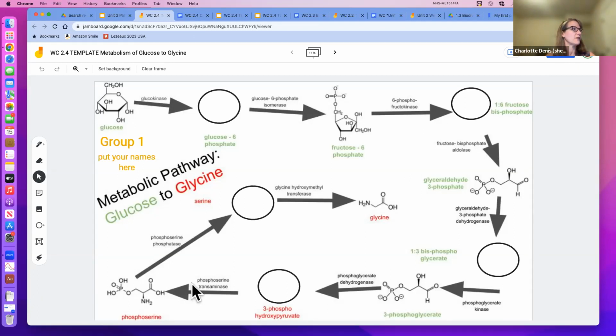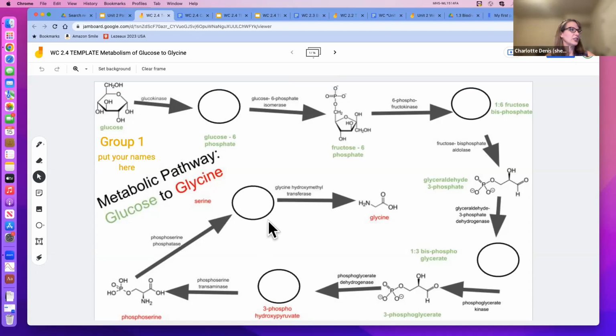And so I built this pathway that shows how glucose, a simple carbohydrate, can be converted through, I think, a 9-step pathway into an amino acid, glycine. I've color coded this. All the green ones are carbohydrates, and then the red ones are considered proteins, because they have nitrogen in them.